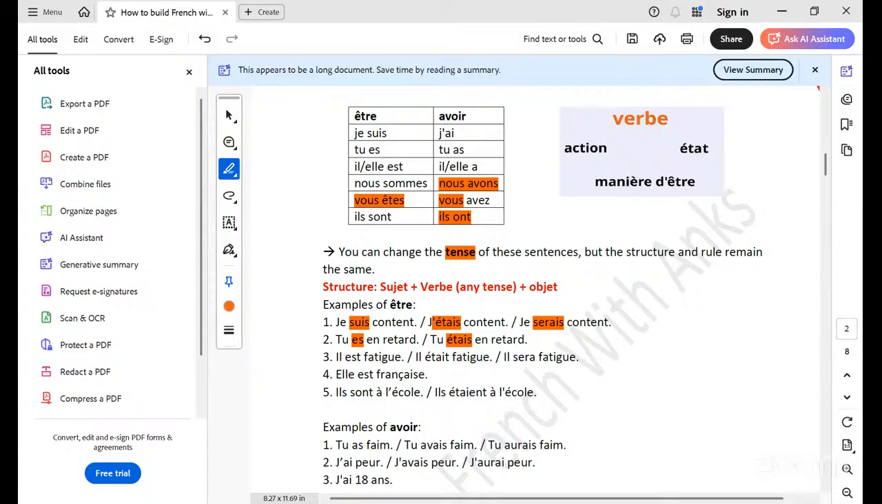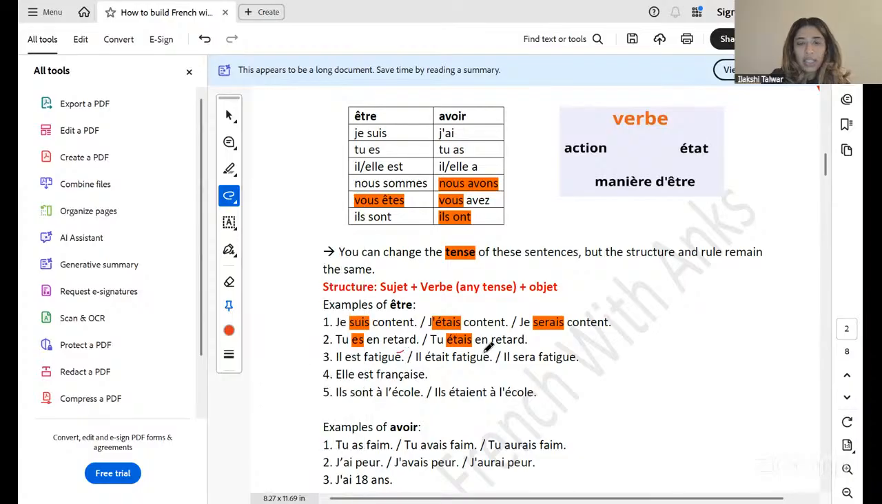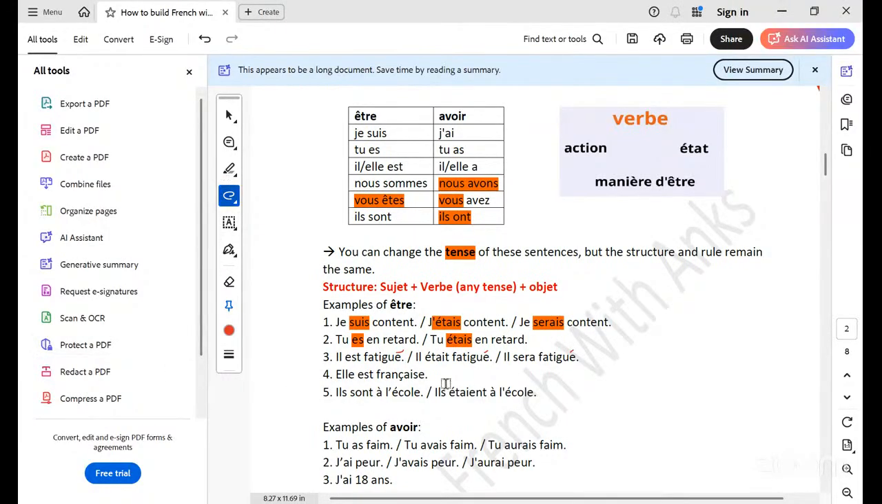Why not? Il est fatigué, il était fatigué, il sera fatigué. Okay. Perfect. We're just going to make a small correction here. It's supposed to be fatigué. You read perfectly fine. Okay, that was an error here. Perfect. Can we read it once again? Il est fatigué, il était fatigué, il sera fatigué.